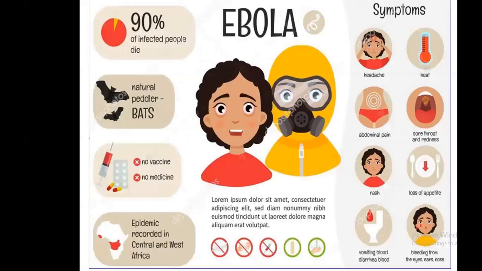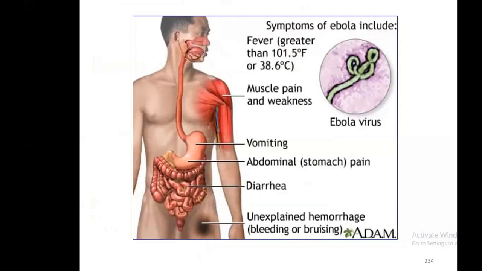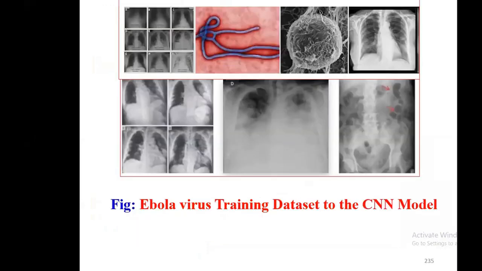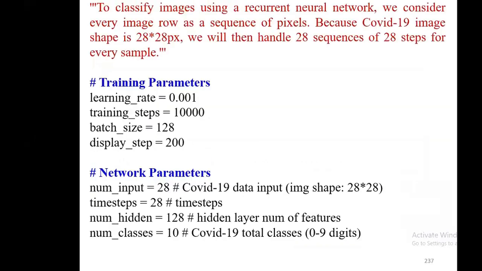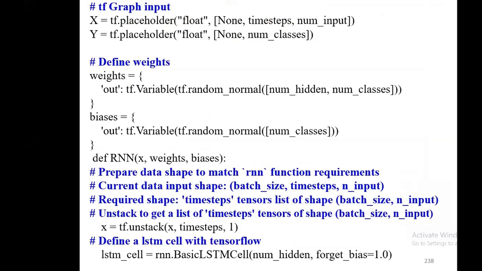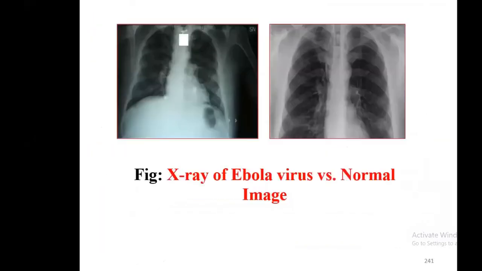These are the symptoms, and 90% of infected people die once the Ebola virus attacks. And these are the symptoms like headache and vomiting, abdominal pain, diarrhea, muscle pain, etc. These are the training data set. This is the code I have used: training parameters, network parameters, and define weights. This is the code I have executed. Final output, I got it.